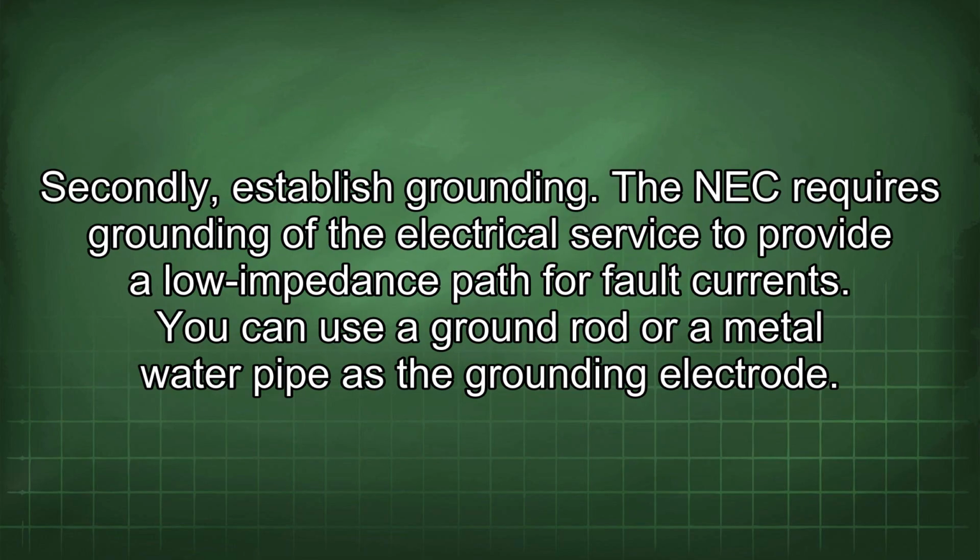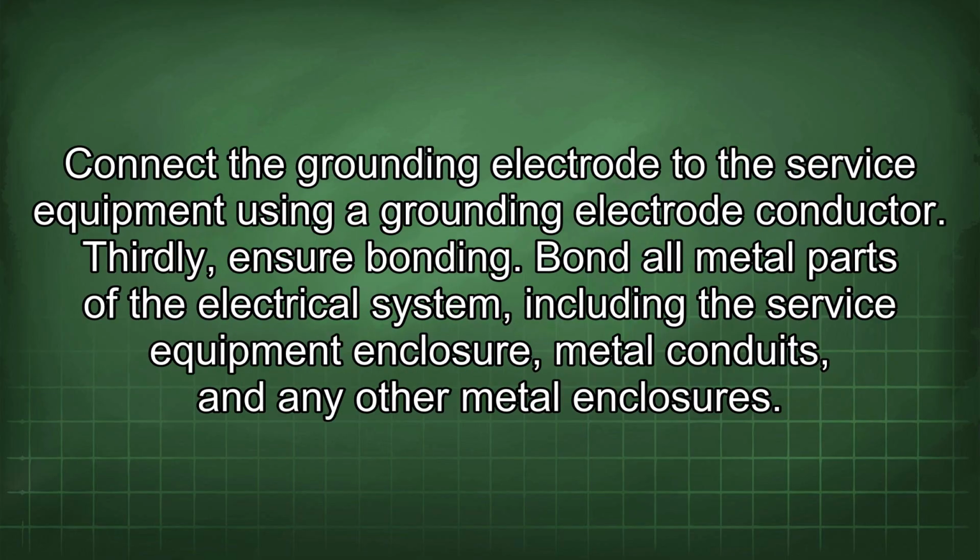Secondly, establish grounding. The NEC requires grounding of the electrical service to provide a low impedance path for fault currents. You can use a ground rod or a metal water pipe as the grounding electrode. Connect the grounding electrode to the service equipment using a grounding electrode conductor.